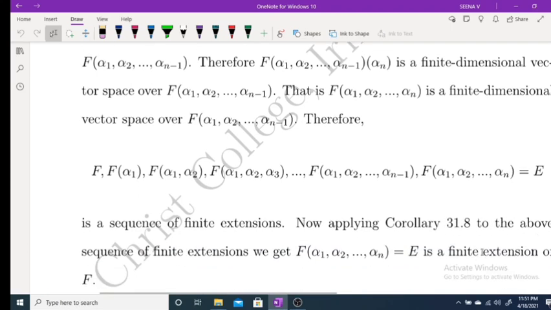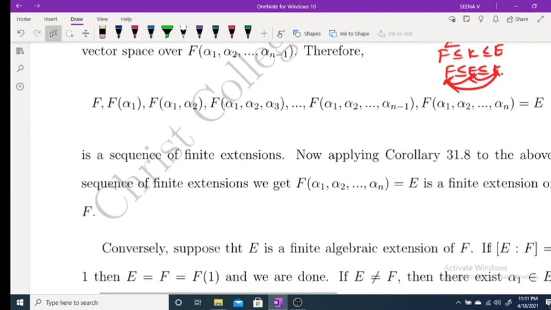Then apply corollary 31.2. That is, F is a subfield of E is a subfield of K implies K is a finite extension over F if and only if K is a finite extension over E and E is a finite extension over F.